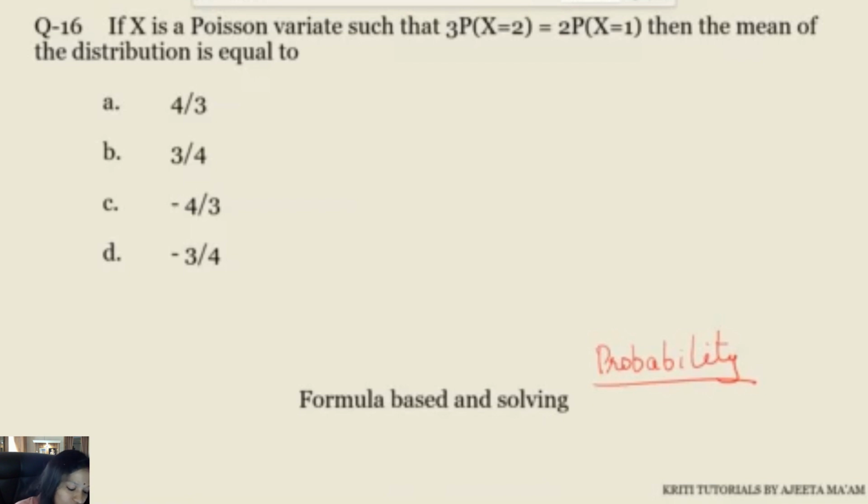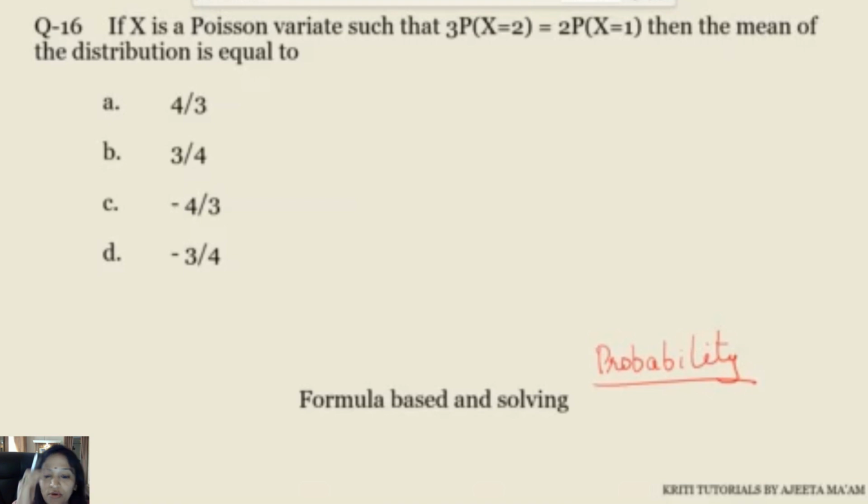Now what is the question? If x is a Poisson variate such that 3 times P(x=2) is equal to 2 times P(x=1), then you have to find the mean. Now mean is equal to what here? Can anyone tell me if you know the formula? Yes, lambda, or we can use any other initial.